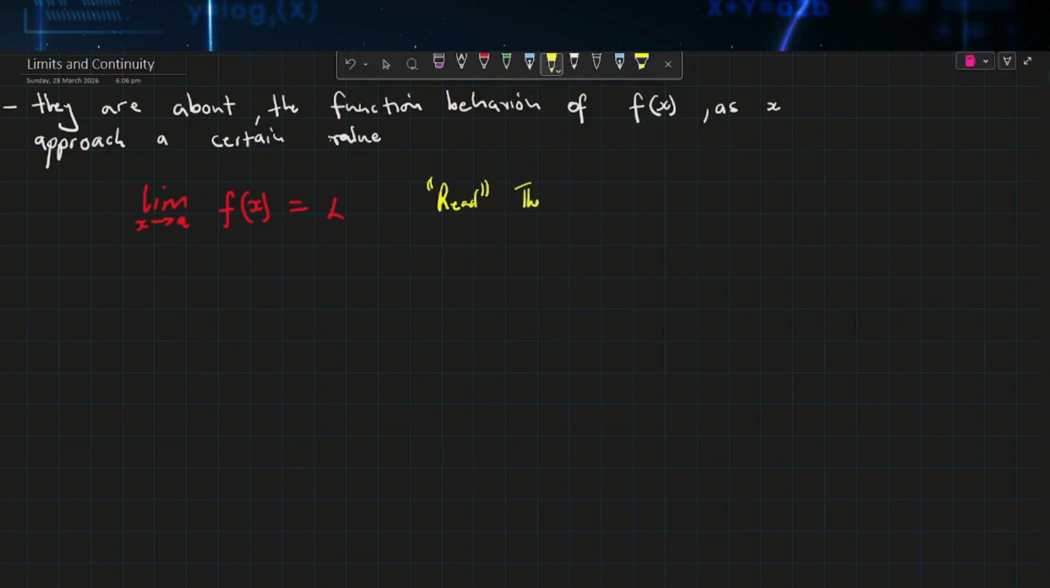It reads: the limit as x approaches a of f of x is L. That's how one can read this. The limit as x approaches a, the function f of x is approaching the value L.